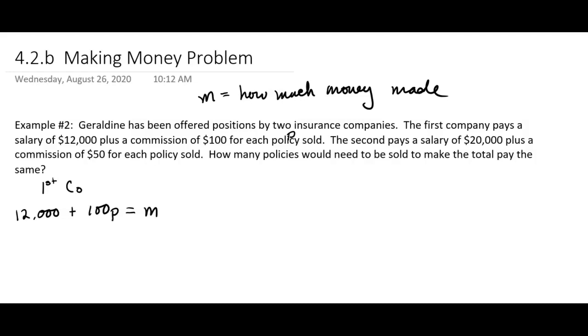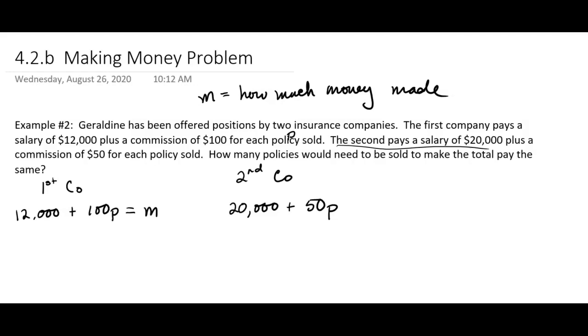Now let's look at the second company. The second company pays a salary of $20,000, so significantly more on the salary, plus a commission of $50. Okay, so not making as much money on each policy though. You used to see a lot of telephone plans that would do things like this, and you try to figure out which is the best deal.